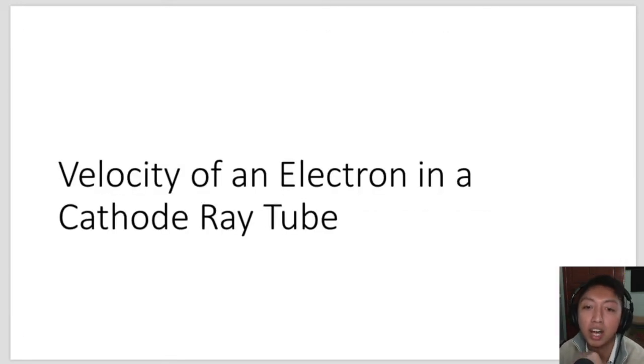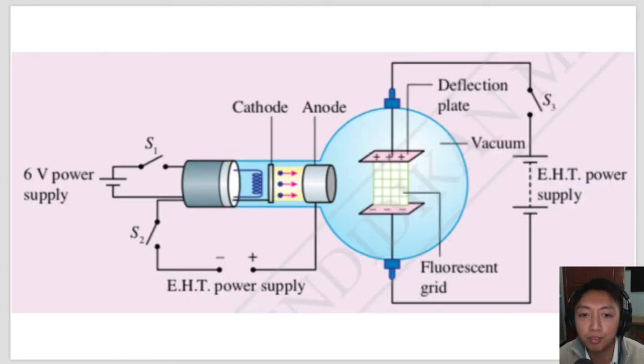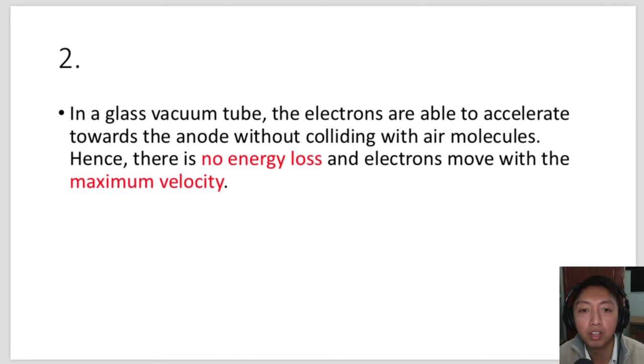Velocity of an electron in a cathode ray tube. So we've talked about the electrons and how the electrons move from one side to another in these cathode ray tubes. And especially earlier, where was it? Here we go. I mentioned earlier that when the electrons move towards the anode, there is no energy loss.